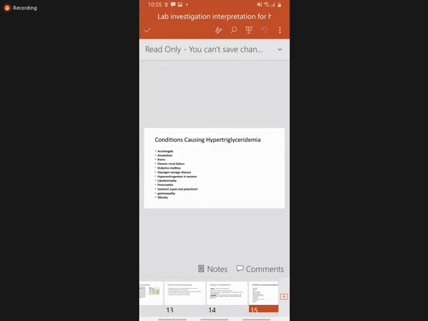Now we have the individual causes for the individual lipids, like triglyceridemia. What are the causes of hypertriglyceridemia? Acromegaly. Why does acromegaly occur? Acromegaly occurs due to increased growth hormone, and growth hormone leads to hypertriglyceridemia. Also alcoholism, burns patients, chronic renal disease.